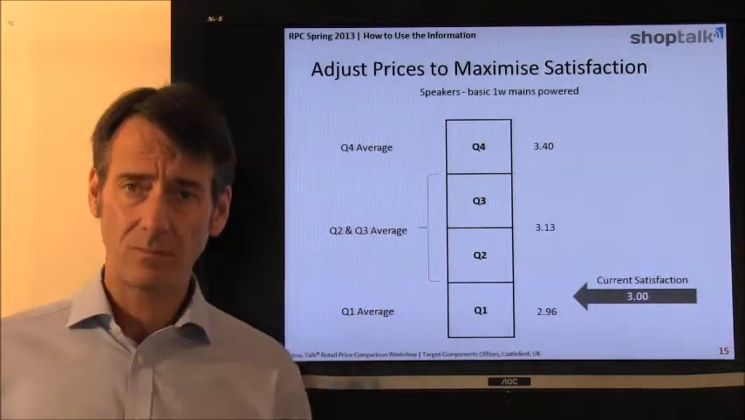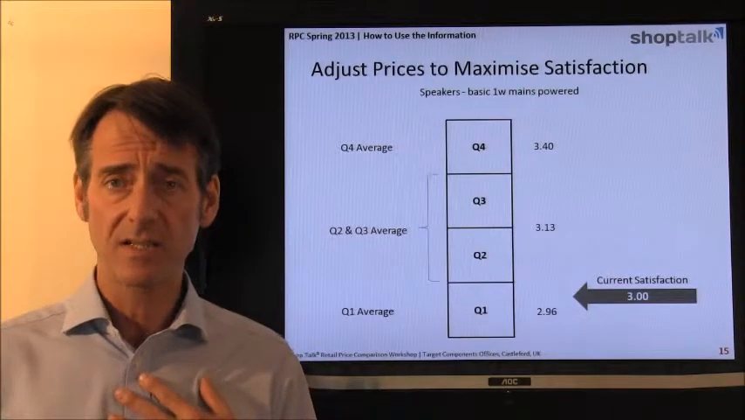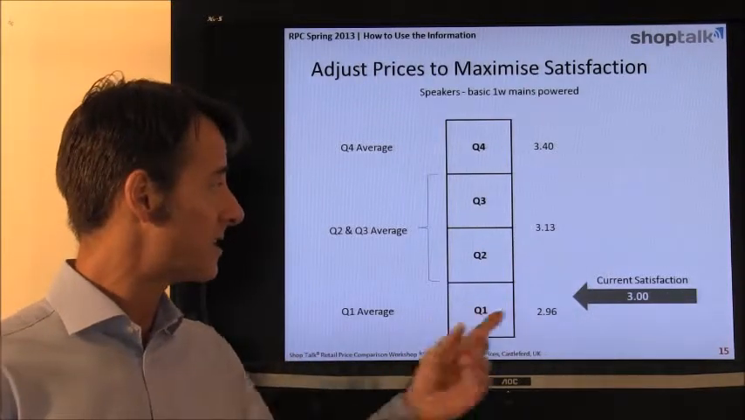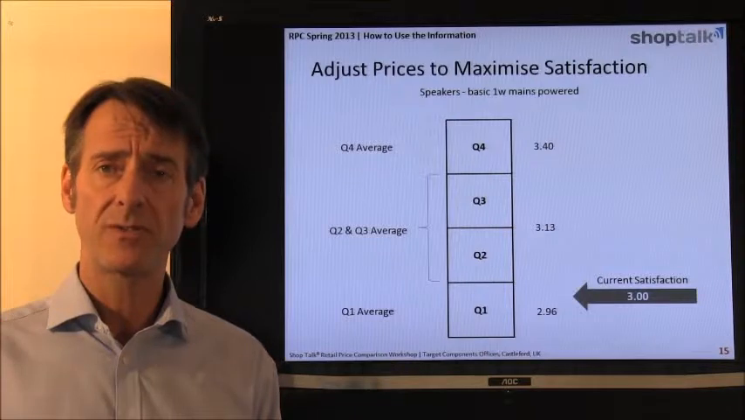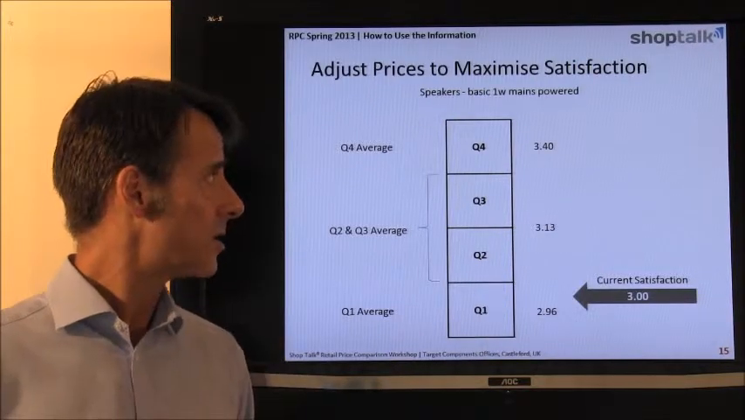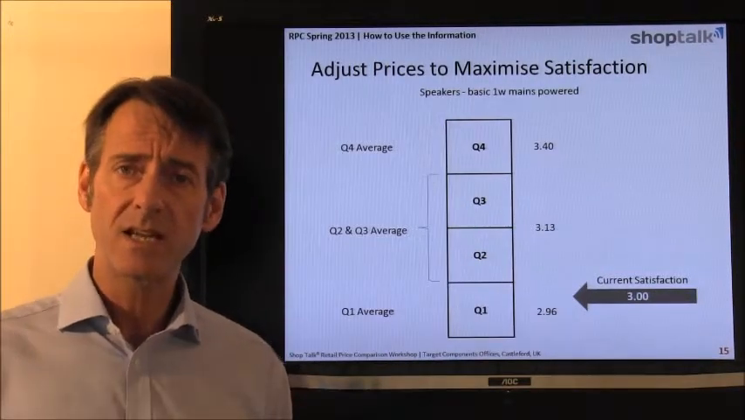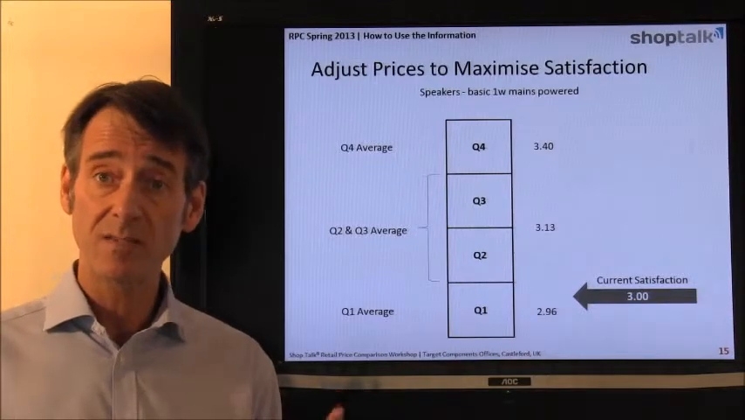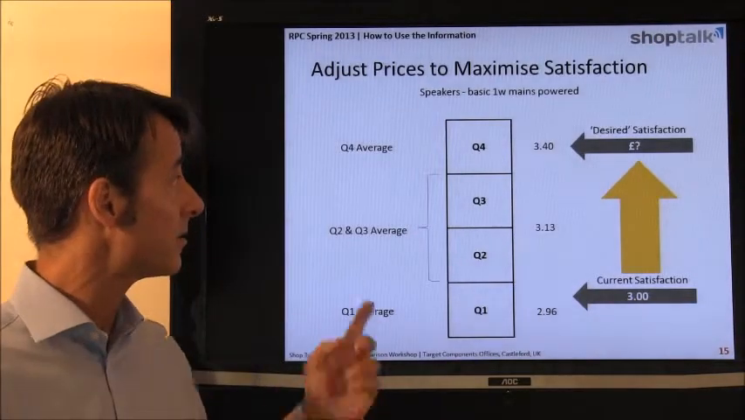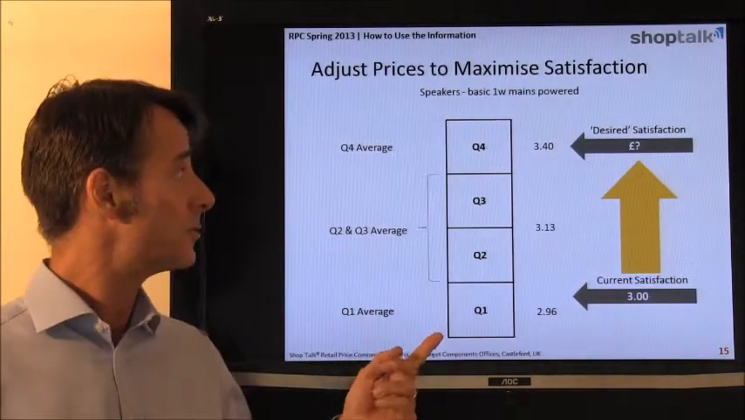Where am I? Where's my sales satisfaction? This is the customer. Where am I on this? And my satisfaction is quite low. I'm down at 3. Okay? So what price quartile would I need to be in to get maximum sales satisfaction? Well, the maximum sales satisfaction with this product corresponds with Q4, would you believe?